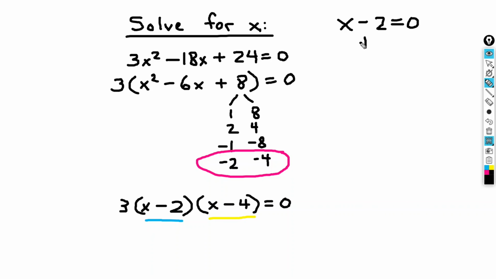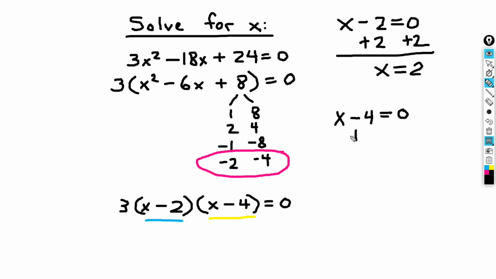I'm going to add 2 to both sides of the equation. And I'm going to get x equals 2. I'm also going to set x minus 4 equal to 0. I'm going to add 4 to both sides of the equation. And I'm going to get x equals 4.